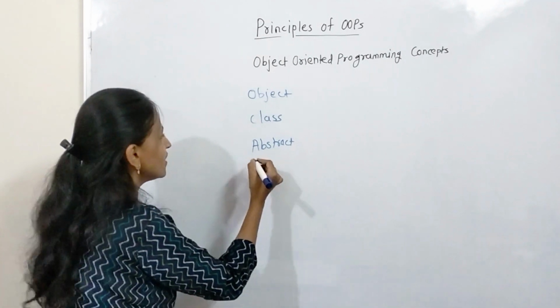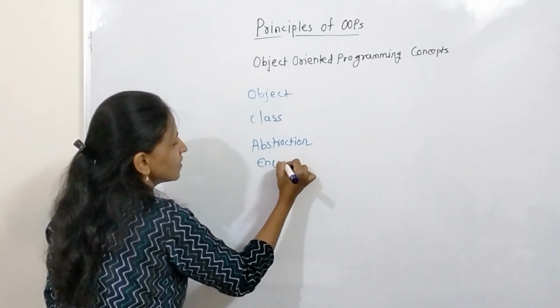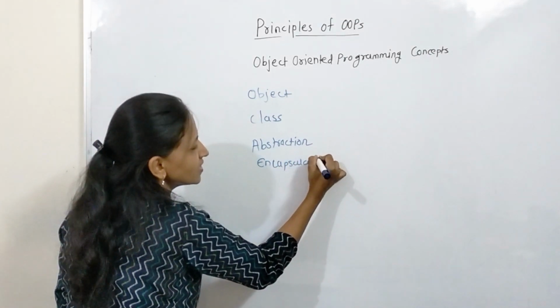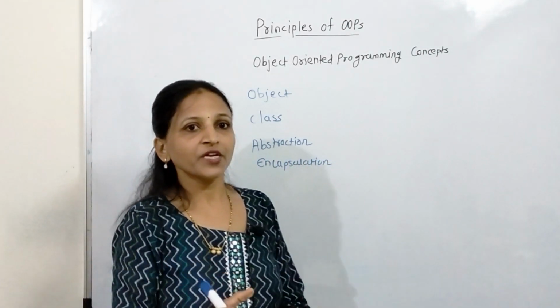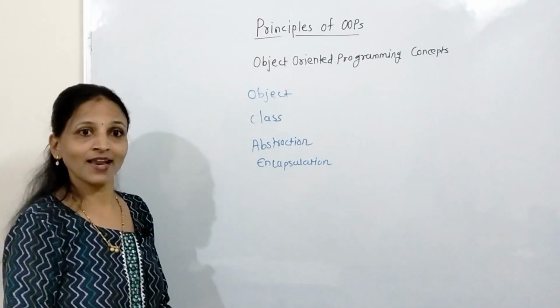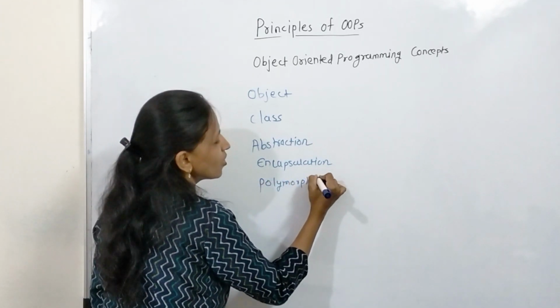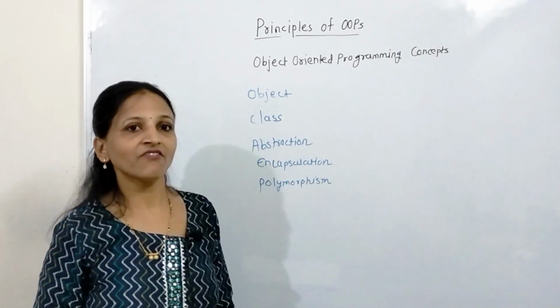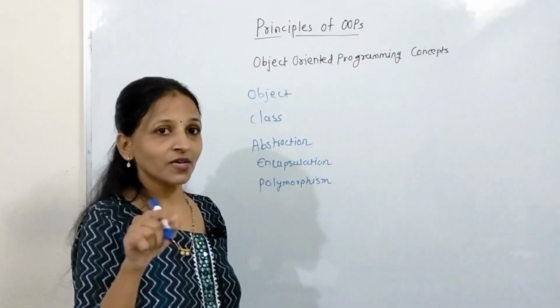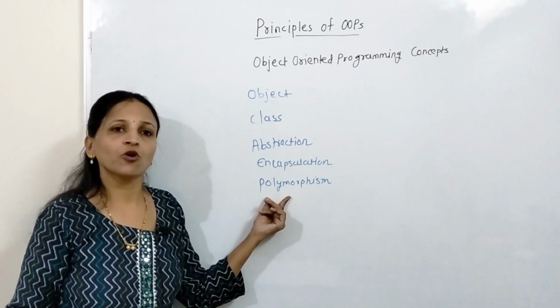Now next one is encapsulation. Encapsulation is nothing but the feature of grouping together data and functionality in a single unit called a class. Then next one is polymorphism. Polymorphism is nothing but one thing having multiple forms. That plus operator we have seen: for different operands it will act differently. That is nothing but polymorphism.